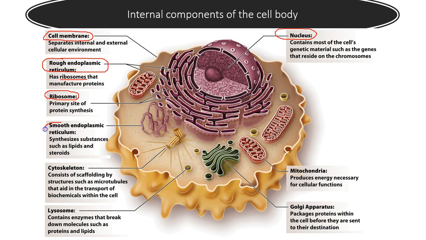We also have the smooth endoplasmic reticulum, separate from the rough because it has a smooth outer membrane. It's responsible for producing things like fats, lipids, or steroids. The mitochondria is really, really important in the neuron. It is the sole producer of energy that a neuron uses.